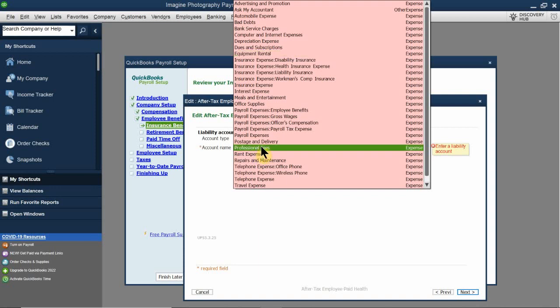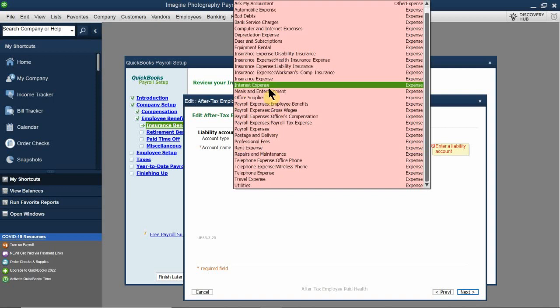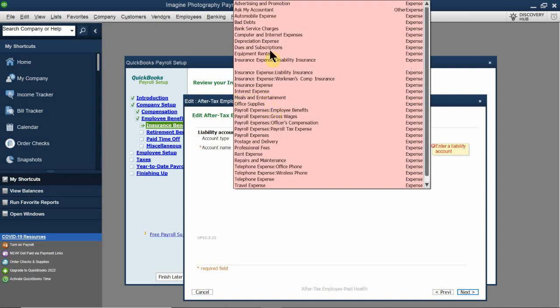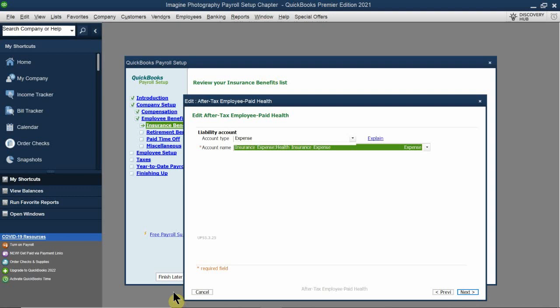So let me see, health insurance, insurance expense, okay. Health insurance, perfect. Insurance expense, health insurance, okay, and there you go. So I can go ahead and click next.